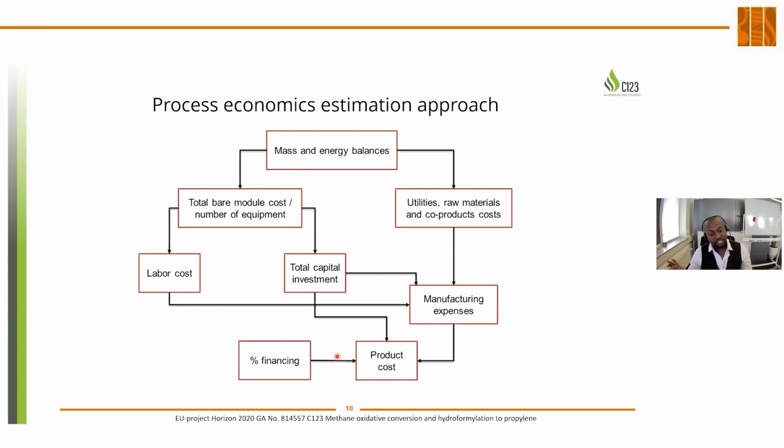So we start with the mass and energy balance and the simulations. We use Aspen modeling for that. From the mass and energy balance, we can size the equipment and the units, and we calculate the capex as well. And for the manufacturing expenses, we use the labor cost and the raw materials, and everything is converged in the end into a product cost of propanol.